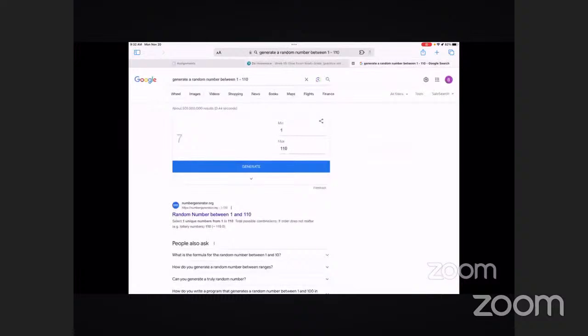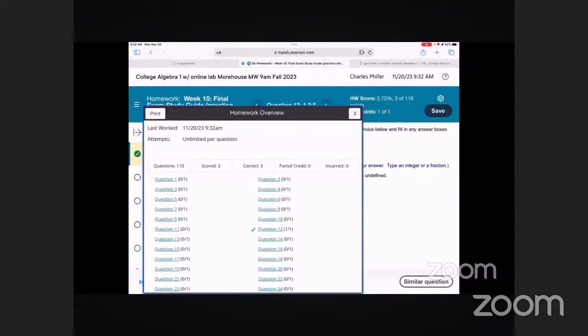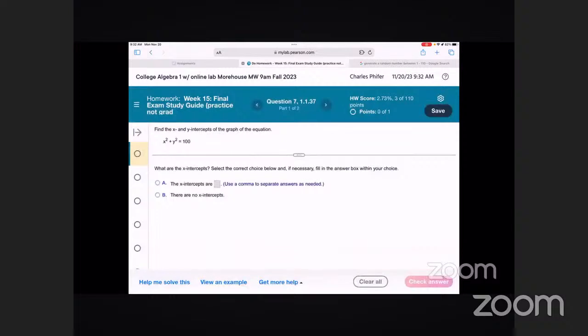Let's go to question 7. Boom, right there. All right. We got a little over 10 minutes, right? And we're done. You're free for 7 days, right? Find the x and y intercepts of the graph of the equation.